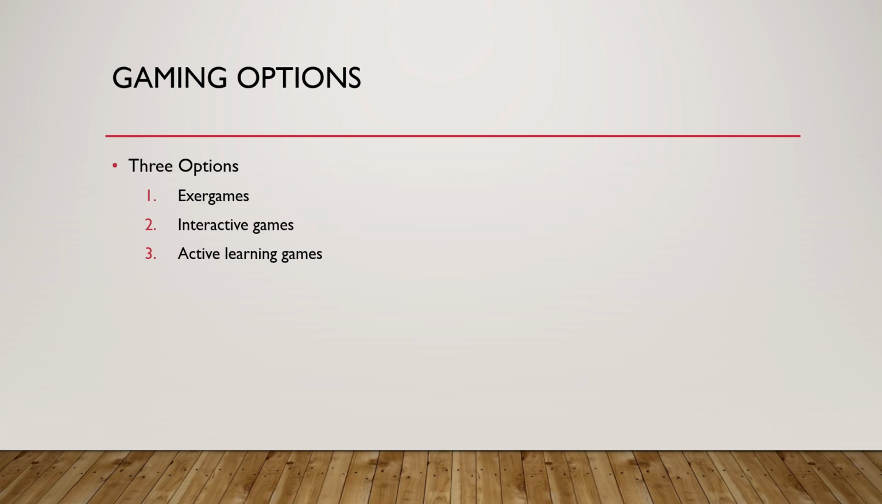So your book classifies active gaming into three different areas. And truth be told, I believe nowadays things have really merged. Again, your book is slightly outdated, but I think these things have merged over the last, I don't know, 5, 6, 7 years. But the way they classify them are extra games, interactive games, and active learning games.